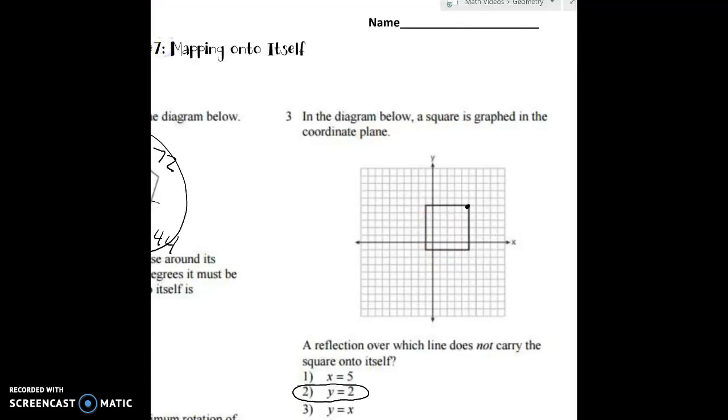Y equals 2 is a horizontal line at 2. So here's the line y equals 2. Now what would happen here if I flip this square is the square would look the exact same as it did before. So if I want to reflect it onto itself, then what I'm looking for are what you might have remembered as lines of symmetry. And so anywhere there's a line of symmetry, if we reflect the polygon onto itself, it's going to look the same.